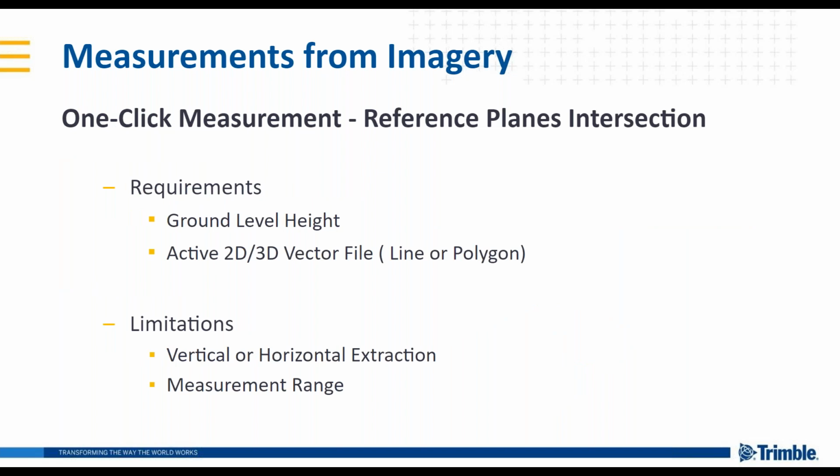One more extraction method is the reference planes intersection, which requires that you have reference planes that could be any vector file, from a line or a polygon. The limitation for this method, again, lies within the distance to your object. Because we're extracting from images, of course, the further the objects, the fewer pixels they're going to be represented by. This method also works only on horizontal or vertical objects, so you cannot use it to extract any other orientations.